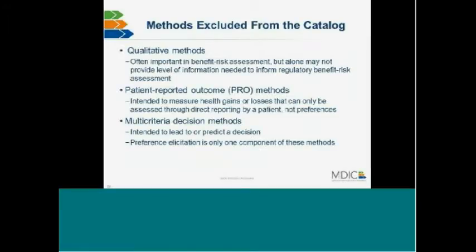Okay. We excluded certain methods from the catalog. The first one was qualitative methods. We have a section in the catalog that describes the potential role of qualitative methods, acknowledges that there's a lot of qualitative work out there. There's qualitative work out there that actually gives you quantitative results. But we didn't spend our time looking at that literature because we were really trying to hone in on what can give us the quantitative stuff that could be used to provide evidence in regulatory decision-making.